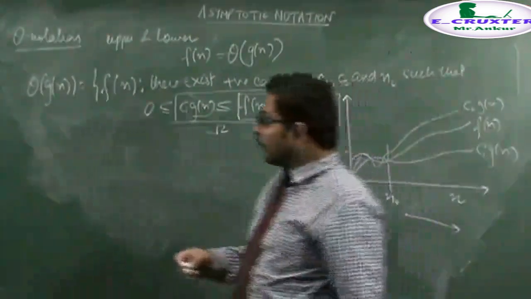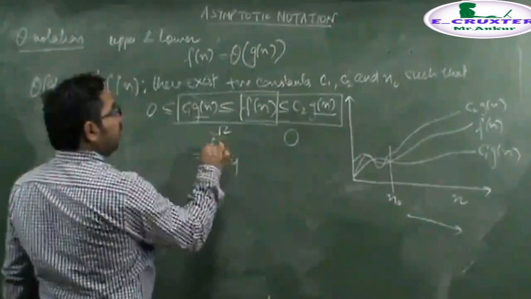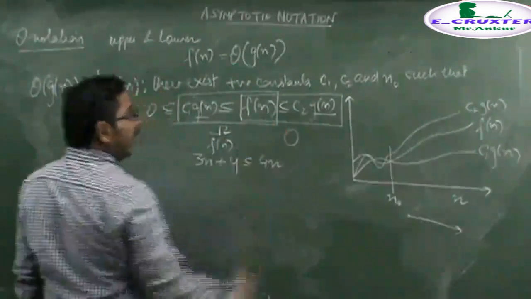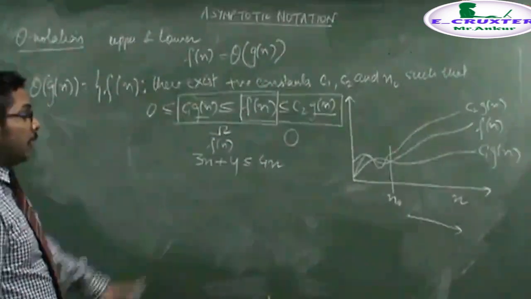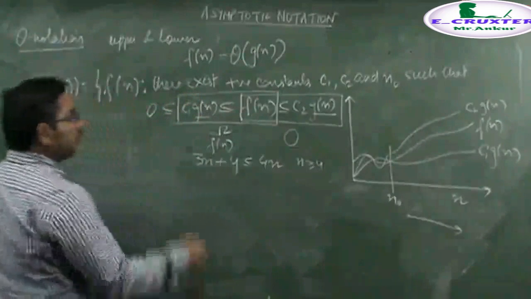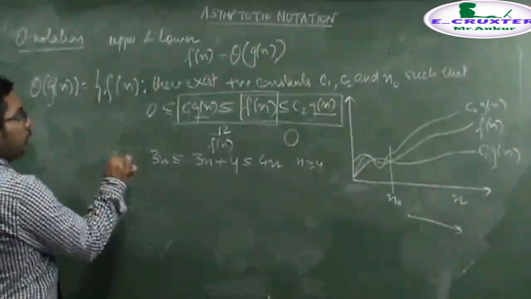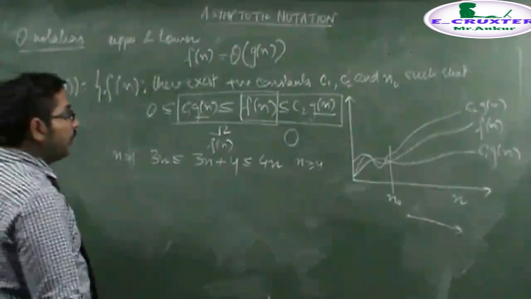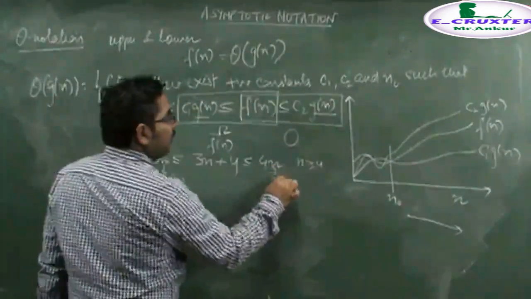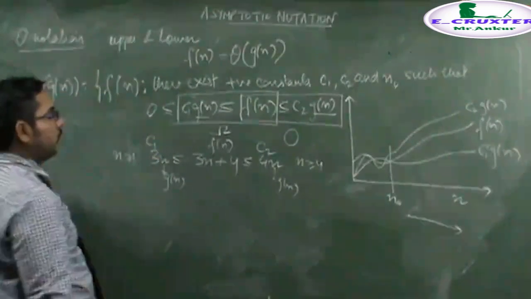For example, if I say 3n plus 4 is the f(n) function, then you will notice that 4n will act as an upper bound. We have seen in the big O case that this holds for all input greater than or equal to 4, and you will notice that 3n is acting as the lower bound for this function for all input greater than or equal to 1. Here this is basically the g(n) function, and the constant C2 is 4 and the constant C1 is 3.